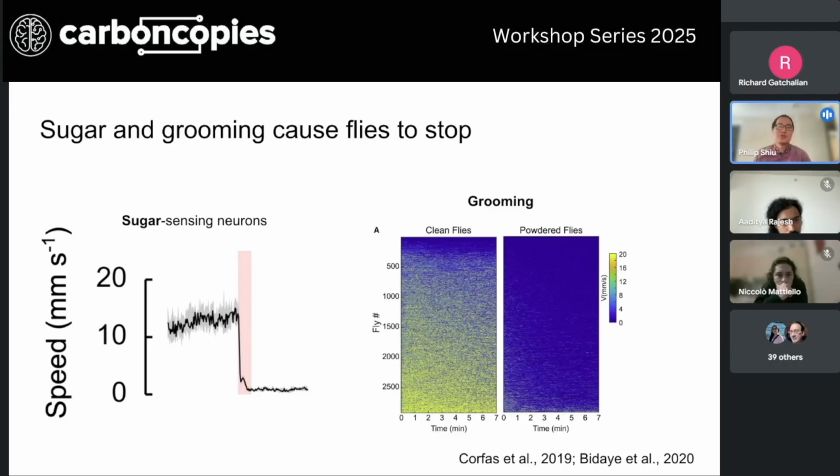Previous experiments have shown that both sugar detection and grooming cause flies to stop. Flies will walk along, and they have taste receptors on their legs. If the fly encounters sugar, it stops and starts eating. So detection of sugar causes the fly to stop. Likewise, if you throw dust on a fly, or a fly detects that it's dirty, the fly will stop and start grooming. So both sugar and grooming cause flies to stop.